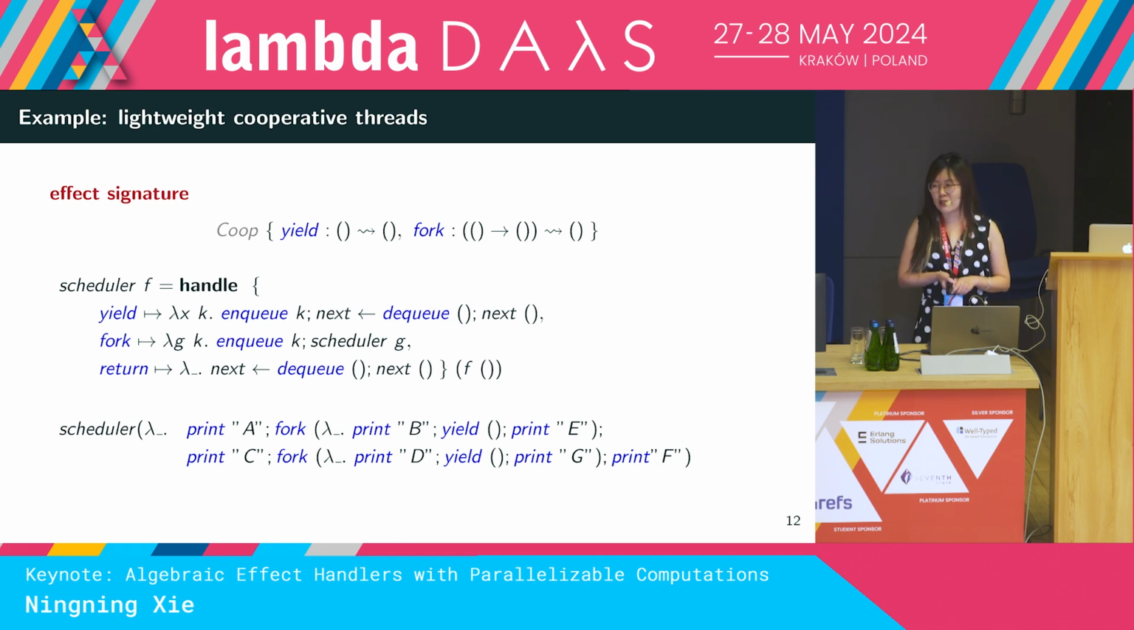The reason is that when we fork, we will put the rest of the continuation in the queue, and when we yield, we will also get the next available computation from the queue, and so we mess with the evaluation order to make sure that all those letters are printed in this specific order.